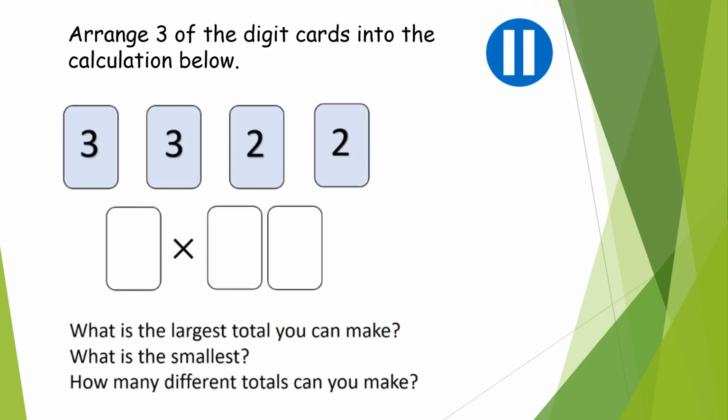Here is a word problem. It asks you to arrange 3 of the digit cards into the calculation below. There are 4 digit cards, 2 cards with the digit 3 and 2 cards with the digit 2. You need to choose 3 of those cards to put into the calculation below. What is the largest total you could make if you multiplied those 3 digits that you chose? And what is the smallest number you could make? Pause the video and see if you can have a go.